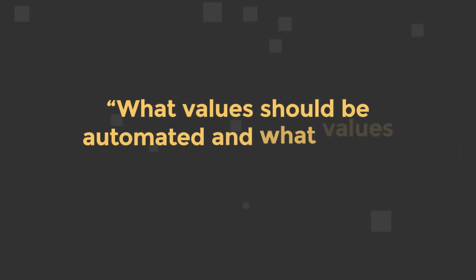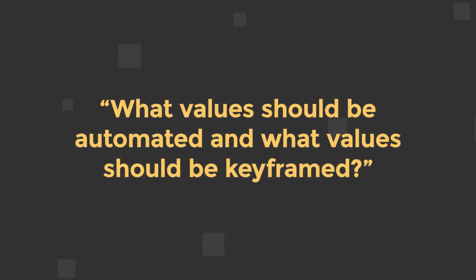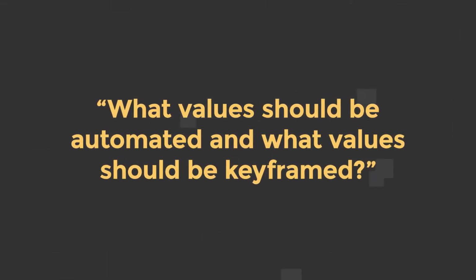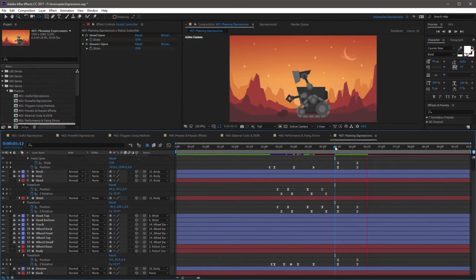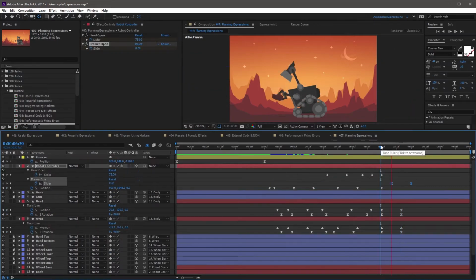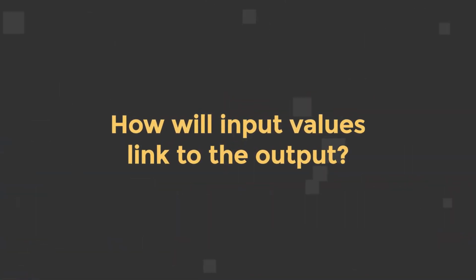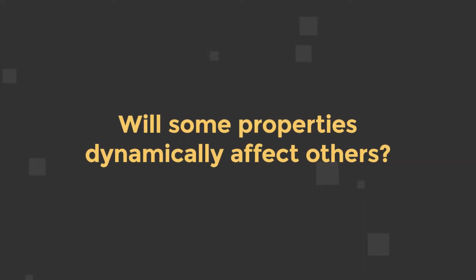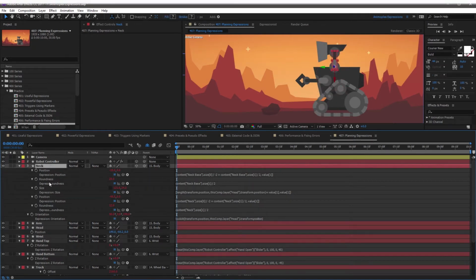Question 2. What values should be automated and what values should be keyframed? You can use expressions to automate tasks, but it's easy to forget how useful keyframes can be. Automation can become inefficient and unnecessarily complex if you're not careful. You can also ask questions like, what are the input values and how will they be linked to the output? Are there properties that will dynamically affect the value of others? As you answer these questions, connect the dots and imagine the foundational structure of the rig.